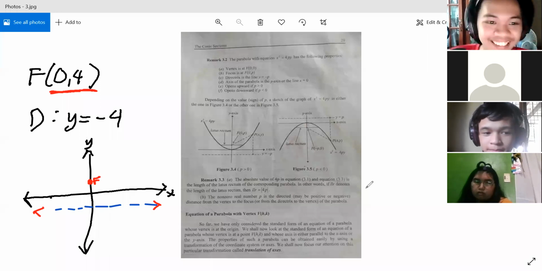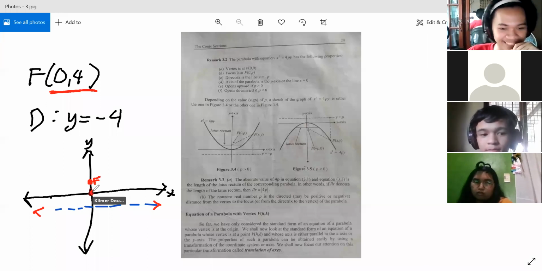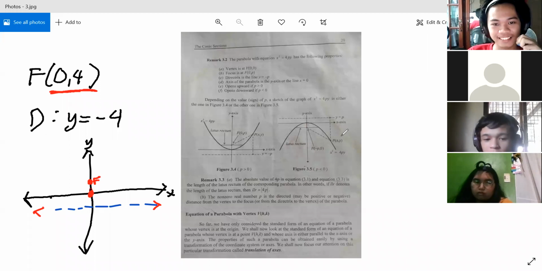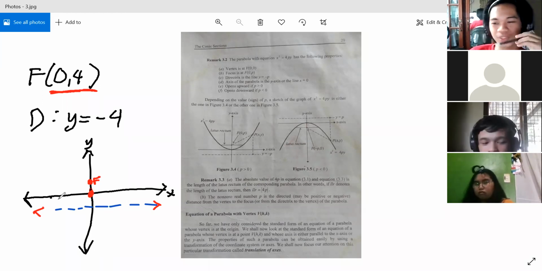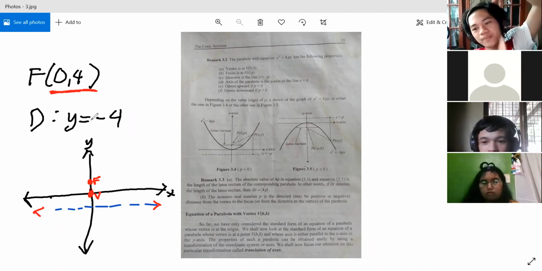Where is your vertex, Kilmer? Very good. This is your vertex. How can we be sure the vertex is there? Anyone? Kindly unmute your microphone. How will we know that this is the vertex? It is the center, sir, the middle of the focus and the directrix, right? Bear in mind that the focus and vertex should be collinear, lying in the same line.